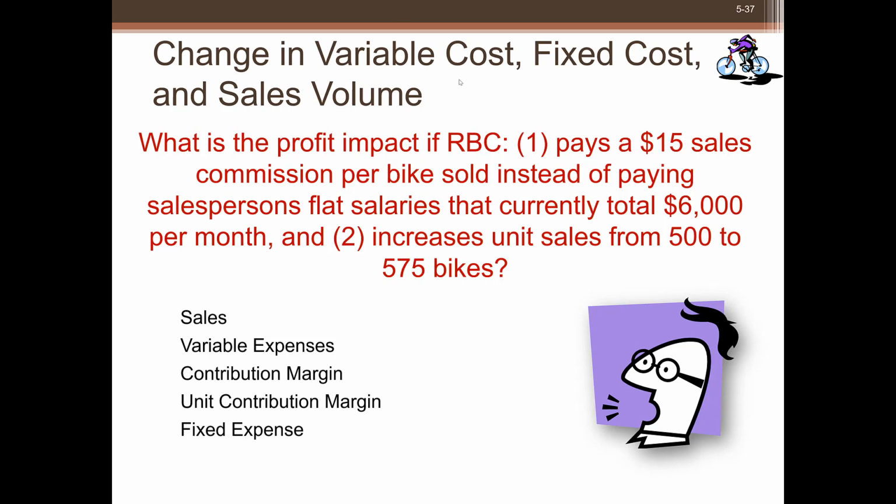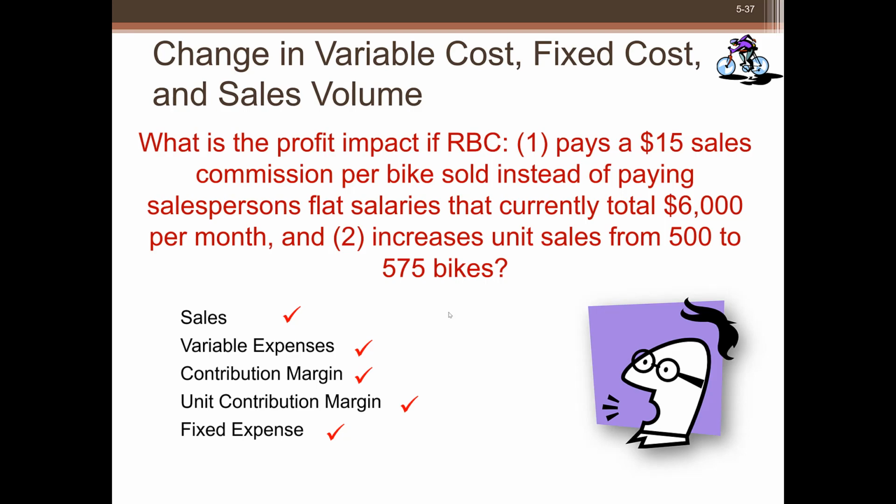Changing variable cost, fixed cost, and sales volume. What's the profit impact if RBC pays $15 sales commission per bike sold instead of paying salespersons flat salaries, which currently total $6,000 per month, and increases unit sales from 500 to 575 bikes? Total sales change. Variable expenses, contribution margin, unit contribution margin, and fixed expenses, they all change.